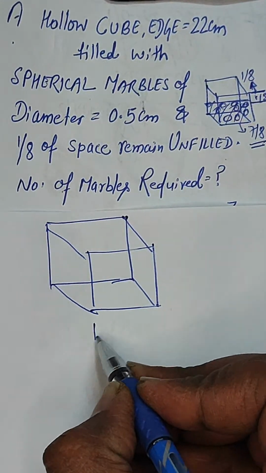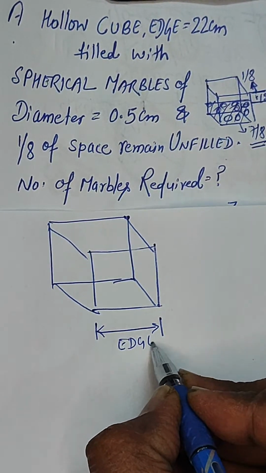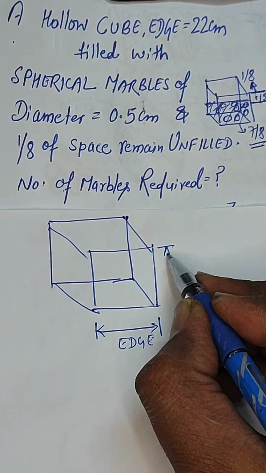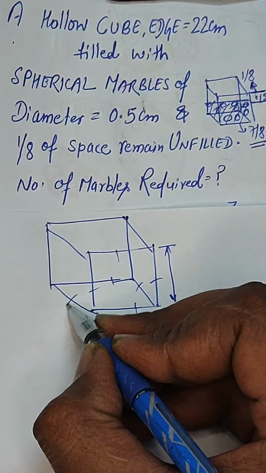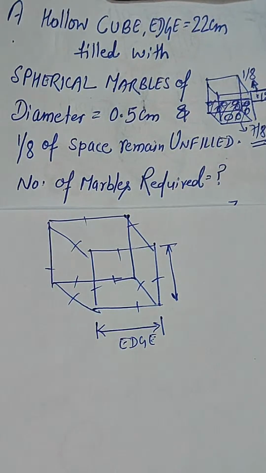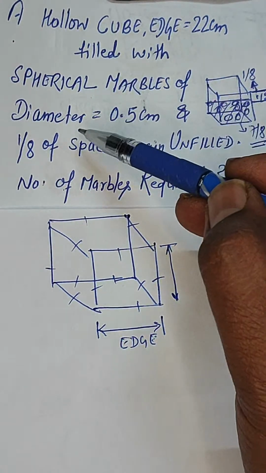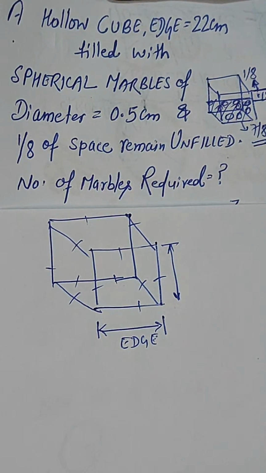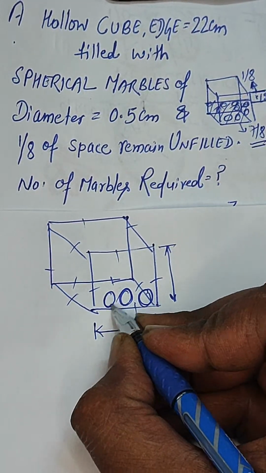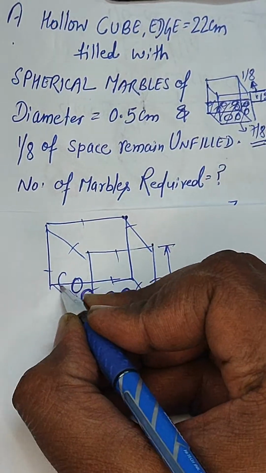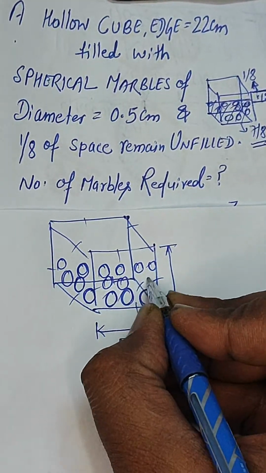You know what is the property of a cube? All the edges, the sides of a cube are always equal, right? So all sides are always equal. Its length, breadth, height, everything is equal. So my dear friends, a hollow cube of edge 22 cm is filled with spherical marbles of diameter this much. That means inside it some spherical marbles have been filled in and occupied some space. It's given as per the question.